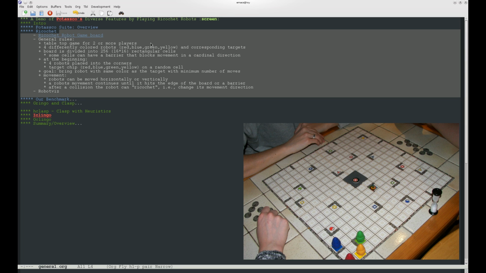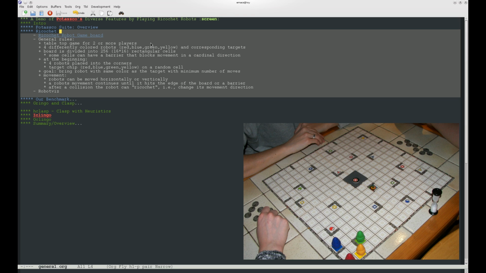We begin the game by putting the four robots into the four corners of the board. And we select a single target chip, which we put on a random cell of the board. The ultimate goal of the game is then to take the robot, which has the same color as the target, and bring it to it with a minimum number of moves.